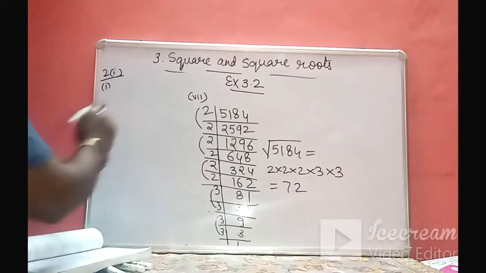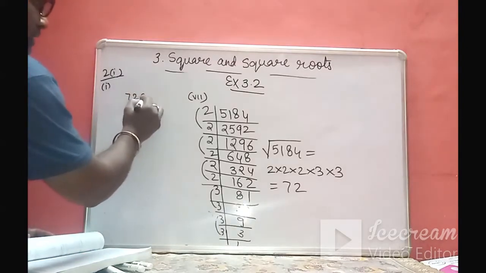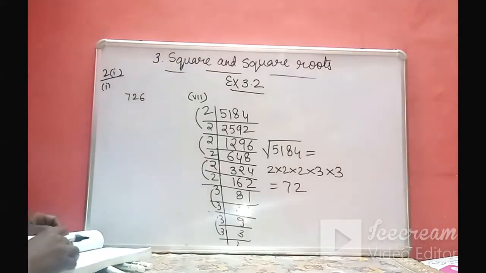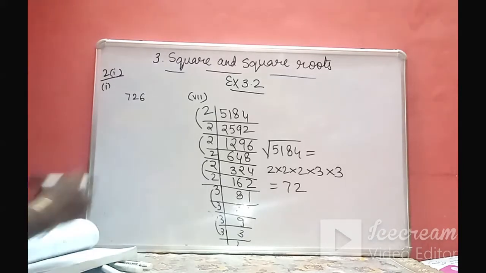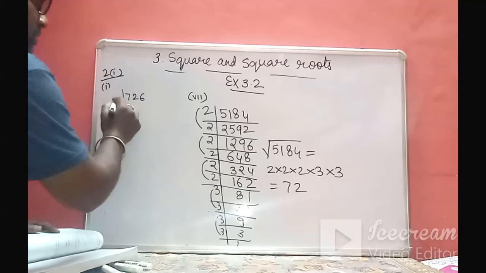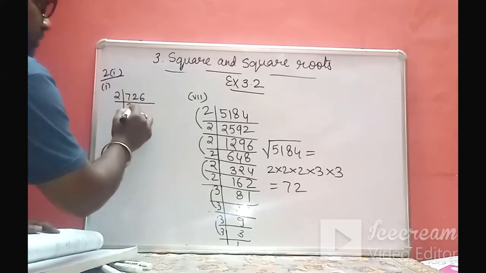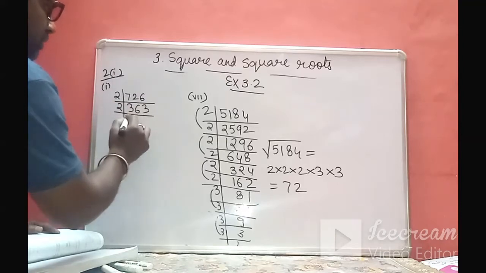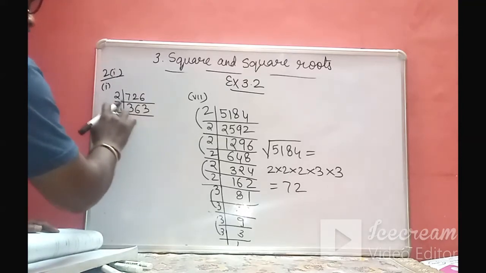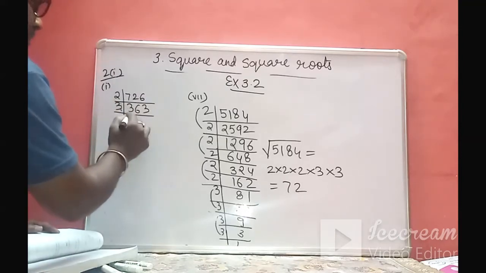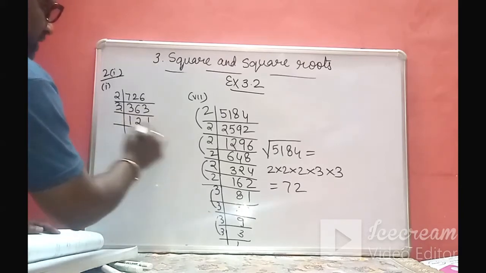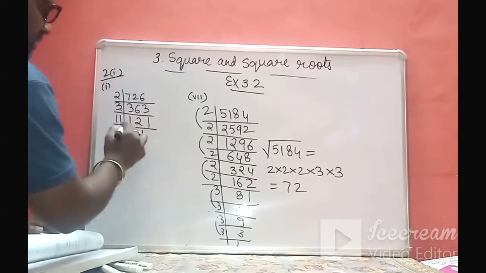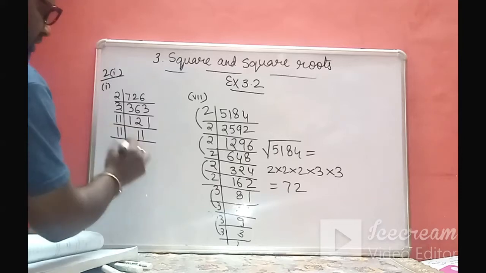Okay, the number is 726. Now the unit digit of this number is 6, so it may or may not be a perfect square. So first let's check. It is divisible by 2, then again by 2, sorry, this is divisible by 3 now, then it is divisible by 11, okay, and 11.